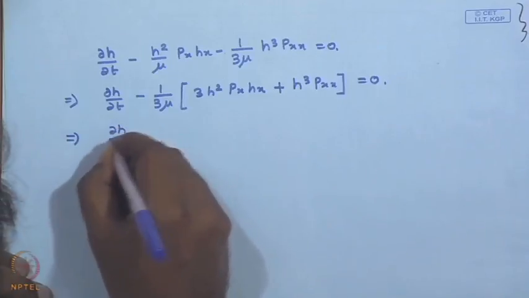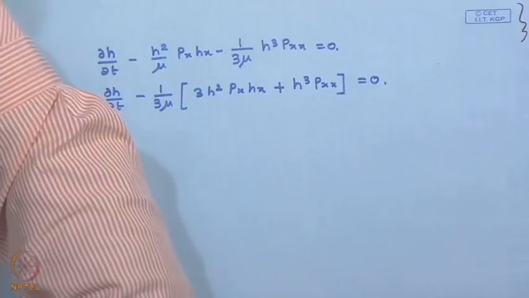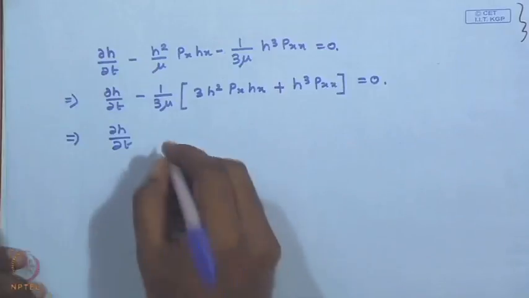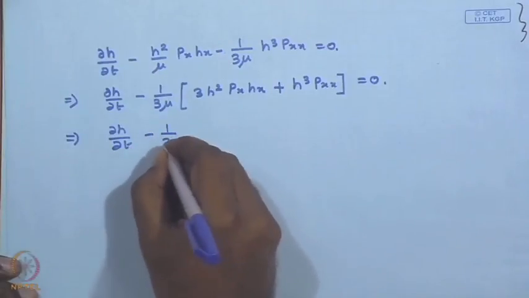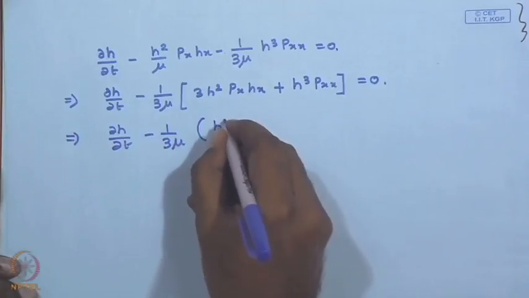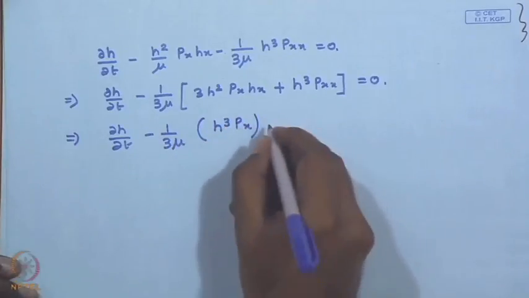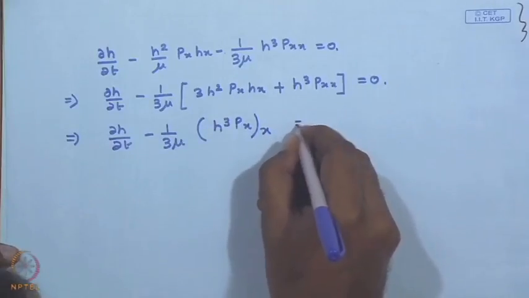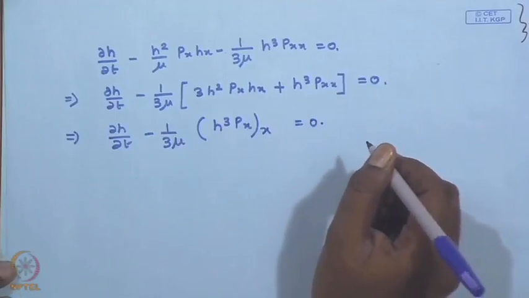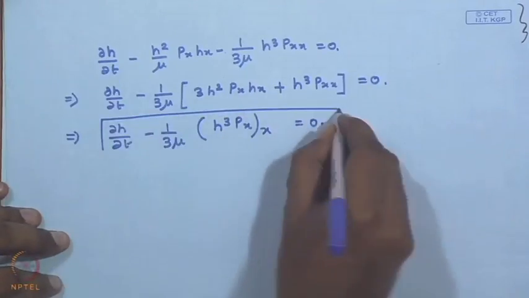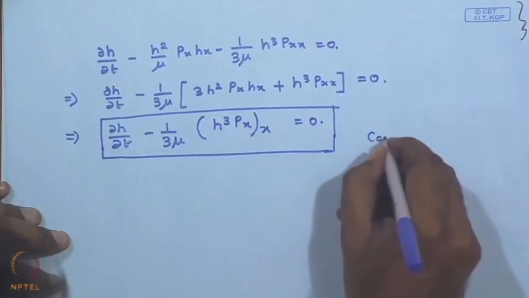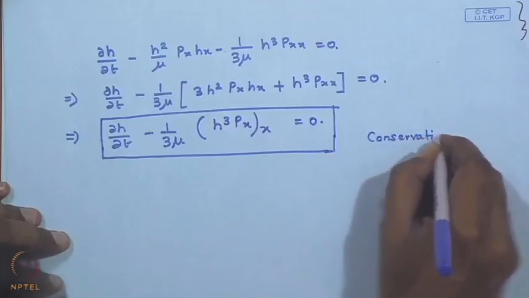Okay. And so, if you combine this now, you find that this can be very nicely and compactly written as ∂h/∂t minus 1/3μ ∂/∂x of h³ pxx is equal to 0. So, this is the final equation in the conservative form.